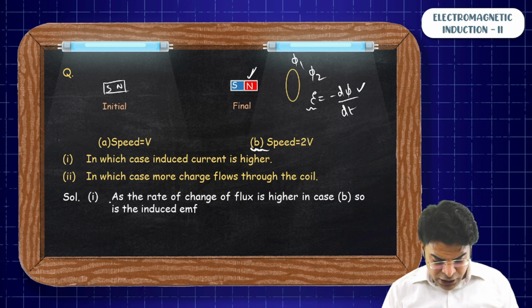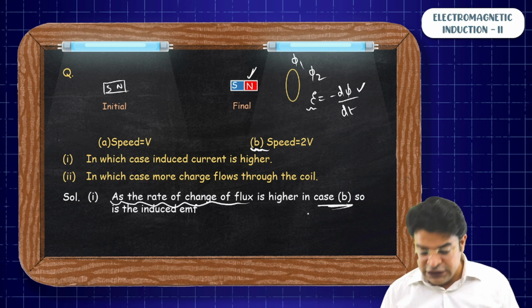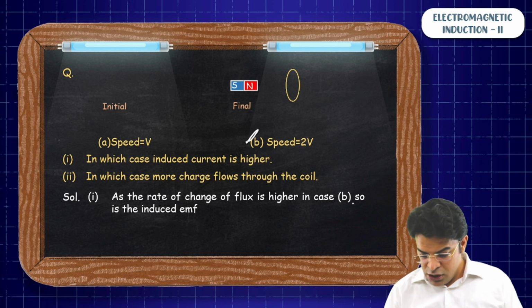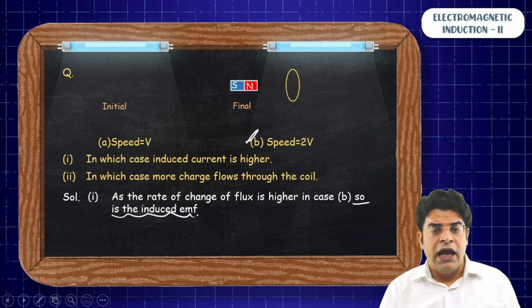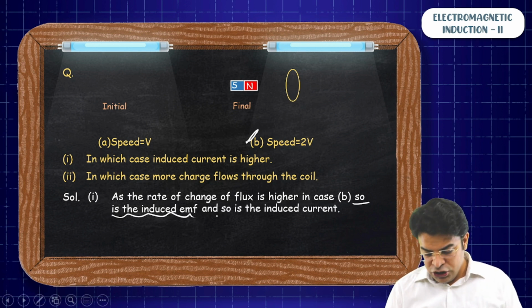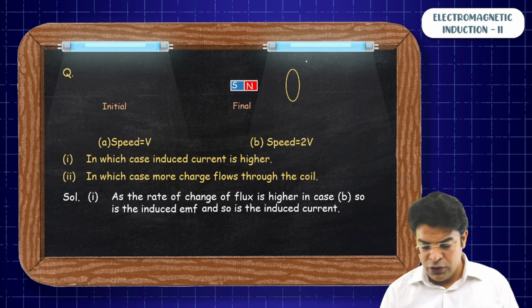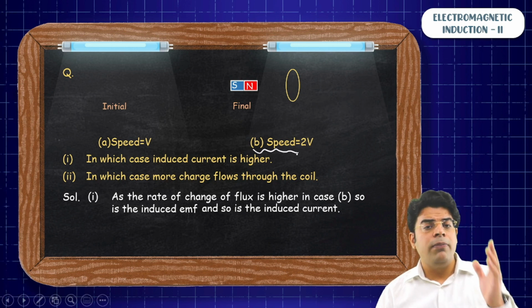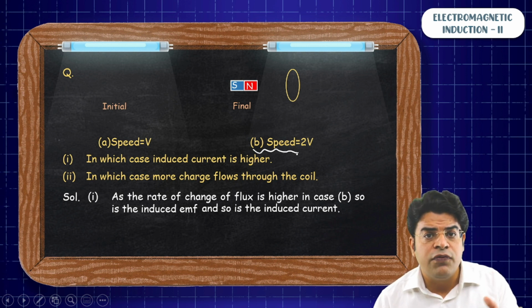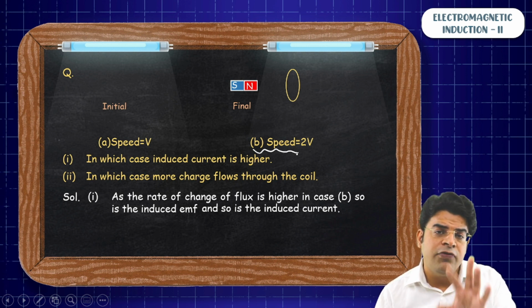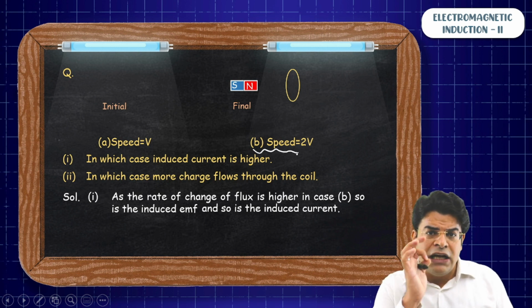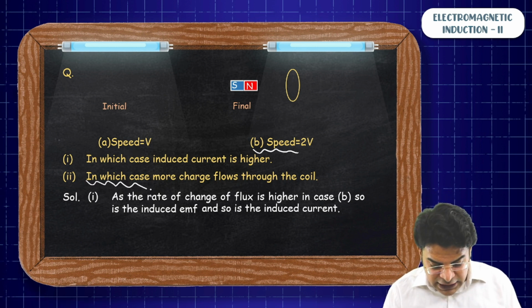So we say that the rate of change of flux is higher in case B. Why? Because the bar magnet moves faster. So is the induced EMF. And when the induced EMF is higher, so is the induced current. Because we know that induced EMF equals the induced current in the loop times the resistance of the loop. So since in case B the bar magnet moves at double the speed, the rate of change of flux will be double. Hence, the EMF induced will be double and the rate of flow of charge, which is current, will be double.